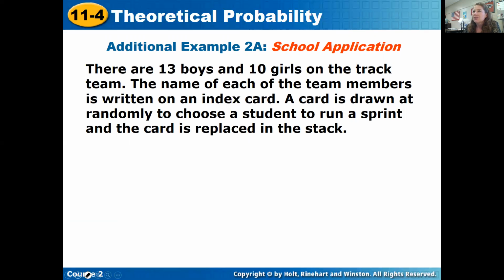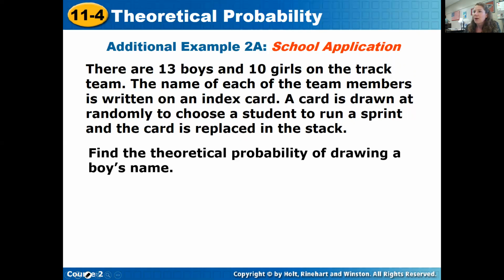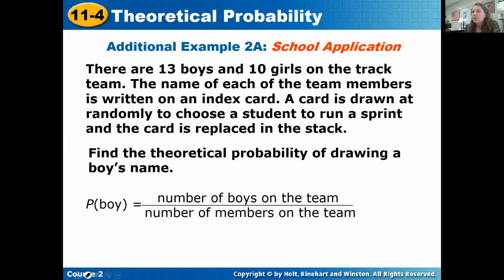There are 13 boys and 10 girls on the track team. The name of each of the team members is written on an index card. A card is drawn at random to choose a student to run a sprint, and the card is replaced back in the stack. So the probability of getting a boy's name, since there are 13 boys and there's 23 students, is going to be 13 out of 23.